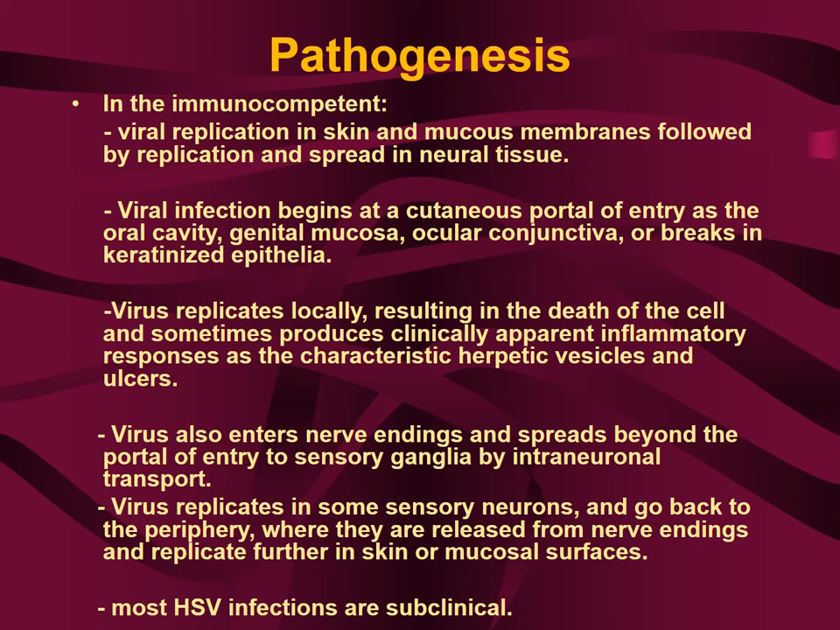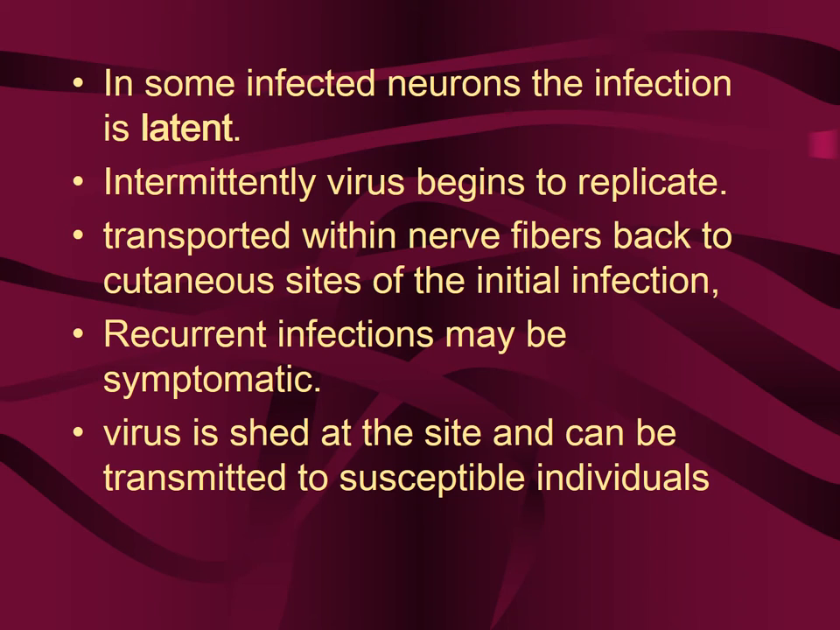The virus also enters nerve endings and spreads beyond the portal of entry to sensory ganglia by intraneuronal transport. The virus replicates in some sensory neurons and goes back to the periphery, where it is released from nerve endings and replicates further on the skin or mucosal surface. Most of these infections are subclinical. In some infected neurons, the infection is latent, and recurrent infections may be symptomatic. The virus is shed at the site and can be transmitted to susceptible individuals.